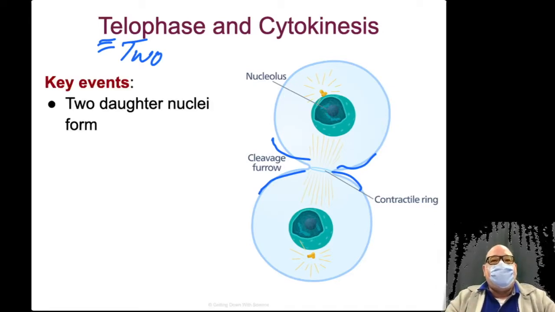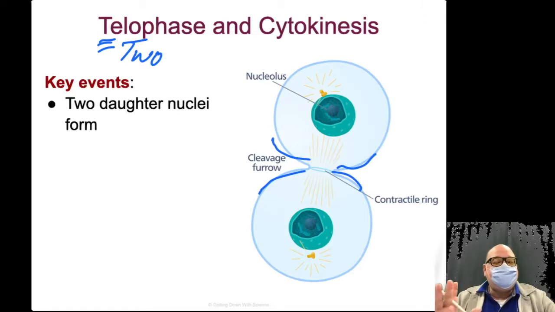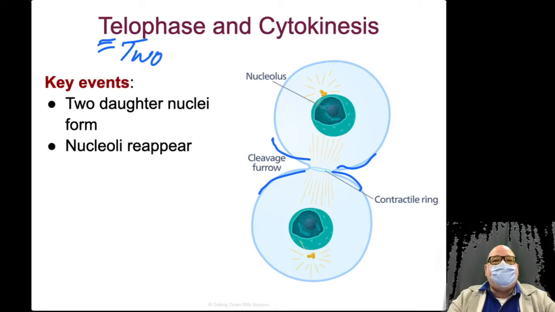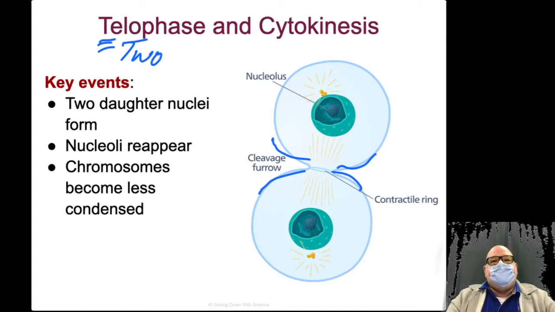So what's going to happen? Telophase is two. You get two daughter nuclei, and a nucleus starts forming again. You get your own nucleus now. Chromosomes are going to unpack a little bit. They're starting to arrive. They're kind of like, I've reached my destination, we can unpack.